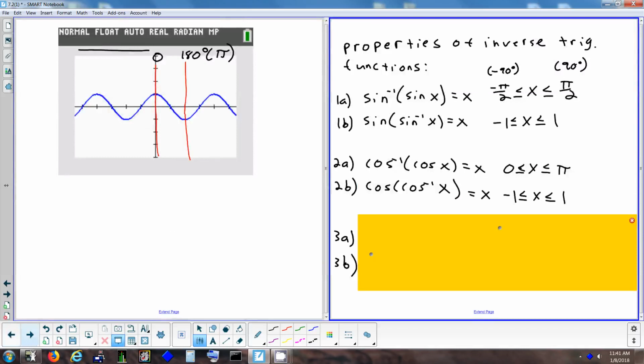So cosine and inverse cosine will cancel each other out as long as you have a number there between negative 1 and 1. Okay, let's look at the last group for the tangents.